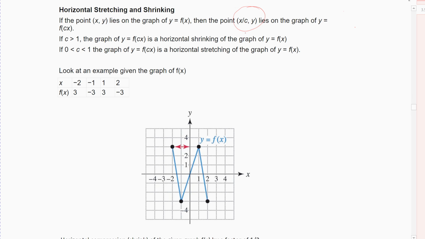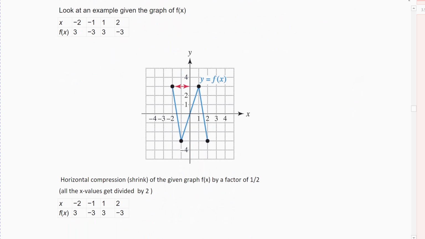Alright, so I'm going to do just a generic example here. So we're looking at this example of the graph of f of x. This is the original function. The 4 points that I've got graphed here: the first point is negative 2, 3, then negative 1, negative 3, then 1, 3, and the fourth point is 2, negative 3. Those are my original points. I'm going to write them out here a little neater: negative 2, 3, negative 1, negative 3, 1, 3, and 2, negative 3. Those are the 4 points of my original function, f of x.